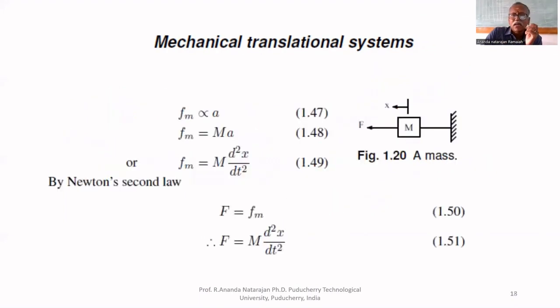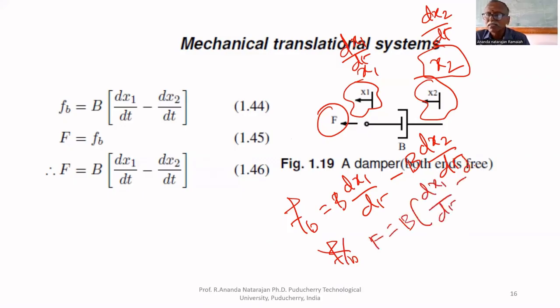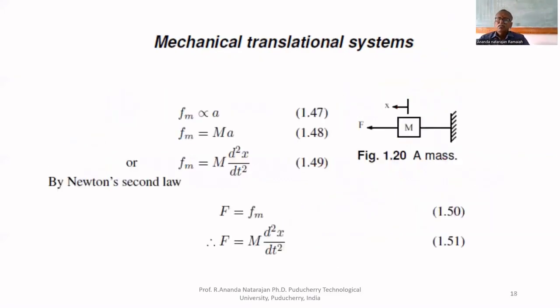So if both ends are free, then the mathematical model is F equals B times dx1 by dt minus dx2 by dt. That's all. It has no mass and no spring effect. Suppose the mass has only mass effect, no spring effect, no dashpot effect.